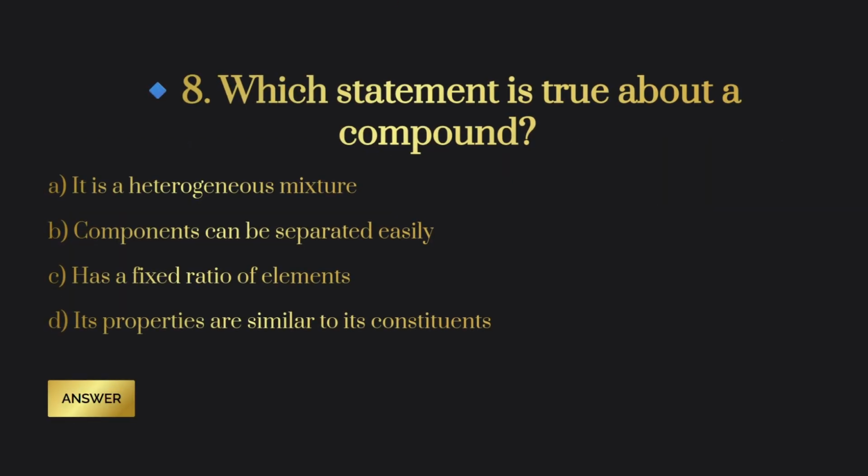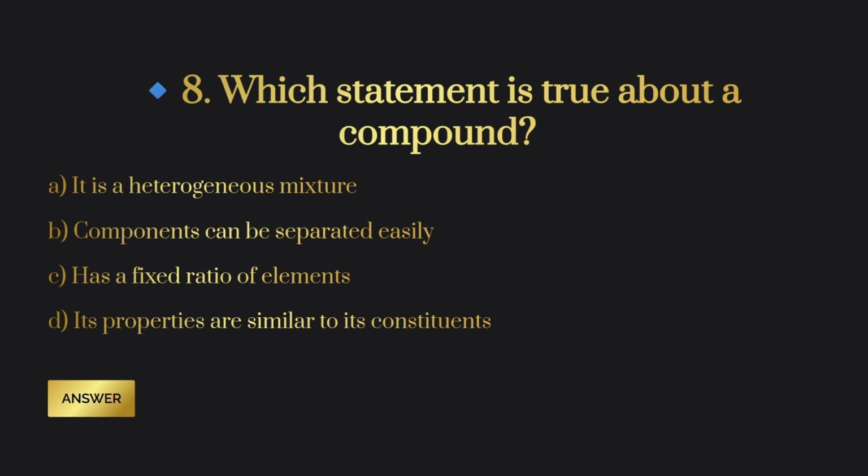Which statement is true about a compound? So 4 statements are given. We have to find out which is correct for a compound. Option A, it is a heterogeneous mixture. Option B, that components can be easily separated. Option C is that it has a fixed ratio of elements. And option D is that its properties are similar to its constituents.